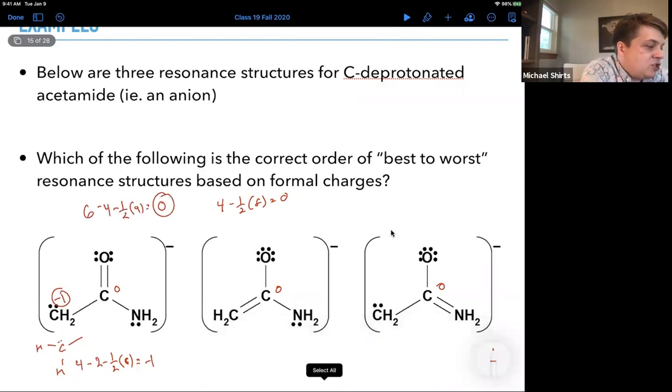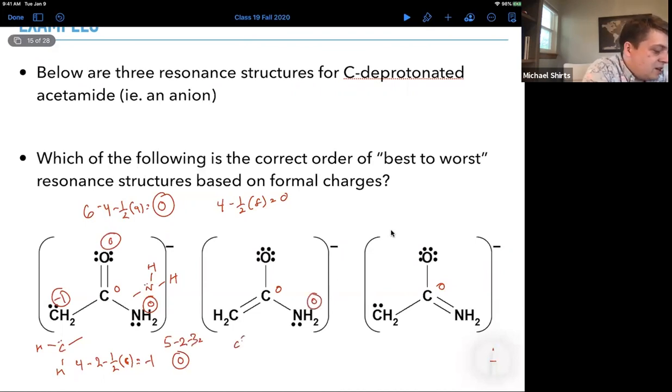And then the NH2 with a lone pair, remember that's NH2 bonded to the carbon. So that's 5 valence electrons, minus 2 lone pair electrons, minus 3 electrons in bonds, equals 0. So that has a 0 there. We've assigned the formal charges for the first molecule. All right, in the second molecule, the NH2 is the same. We've already done that. That's just 0.